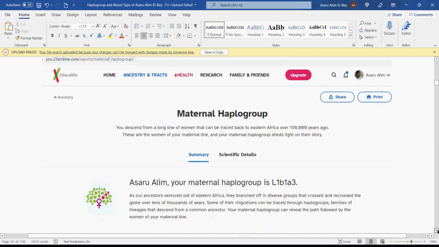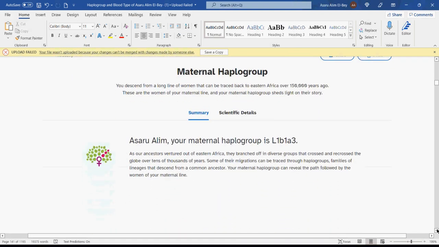this isn't about hating our brothers who are from the Hamitic line only, but we are Shemitic. This is shown and proven by way of genetics. So right here, it says, Asaraline, your maternal haplogroup is L1B1A3. All right?